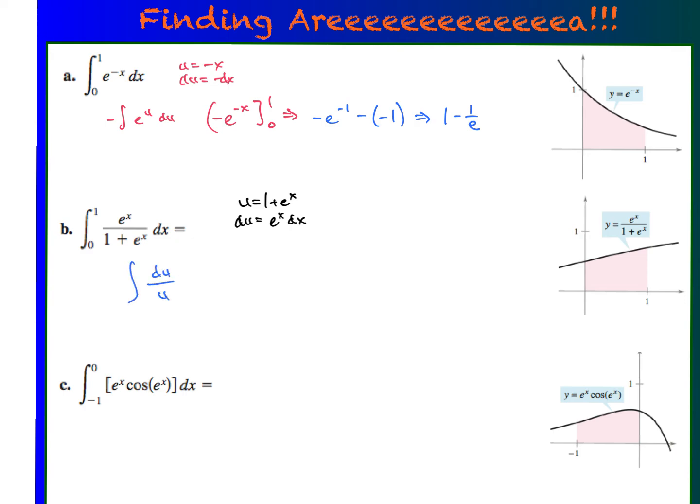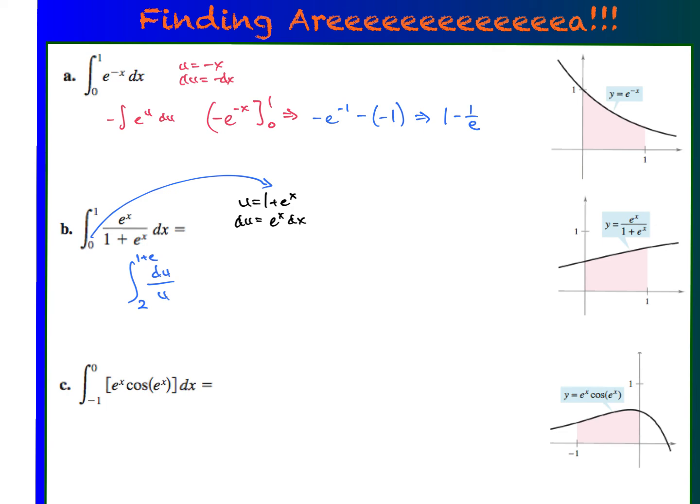All right, so now I'm going to change my limits. I'm going to keep them in terms of u. So, what's my new lower limit? If I substitute in 0, what is my new lower limit right here? 2. 1 plus 1 is 2. All right, and then what's my new upper limit? 1 plus e. All right, so I honestly like changing my limits. I think it's actually a little bit easier.